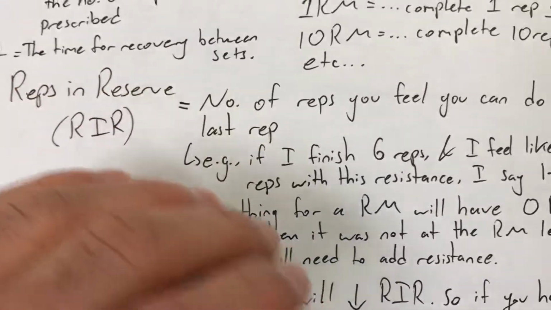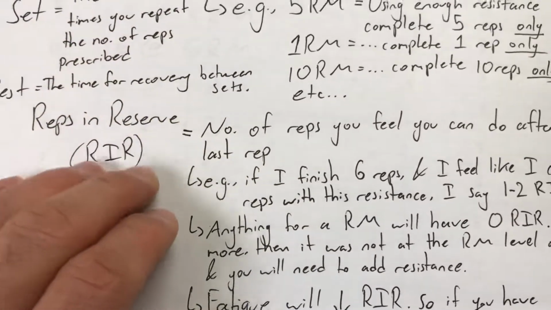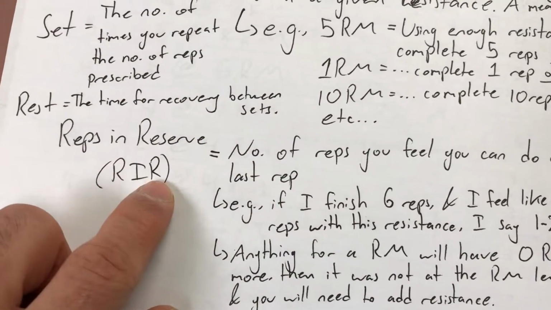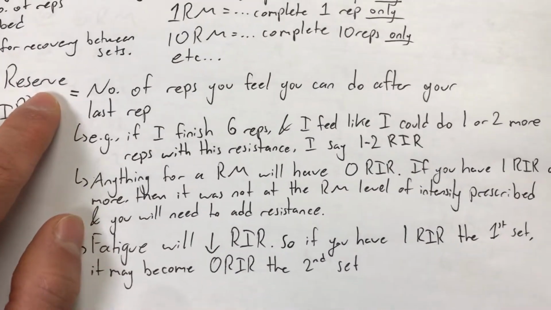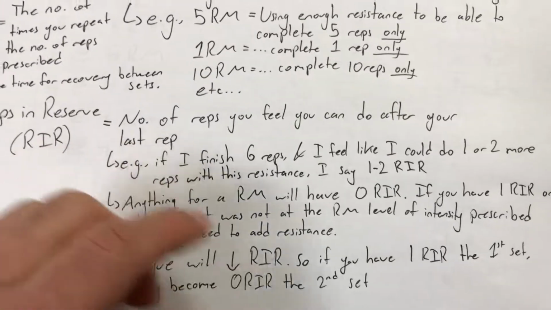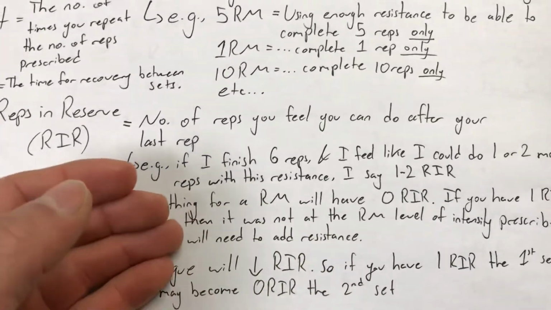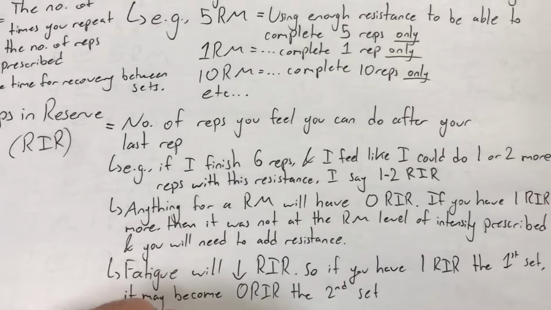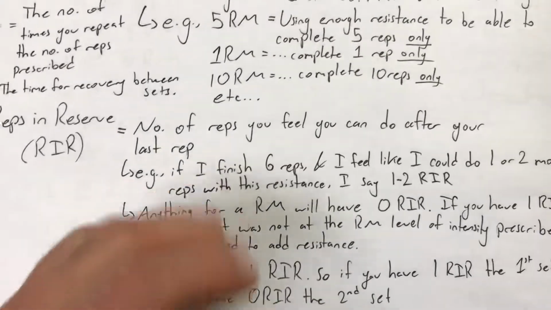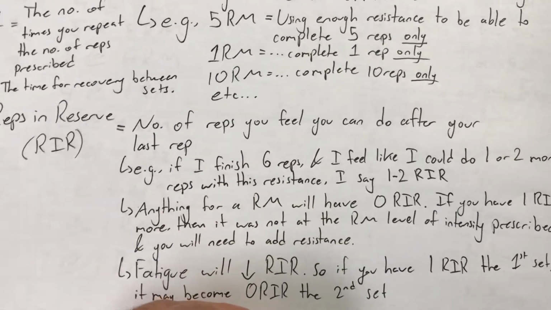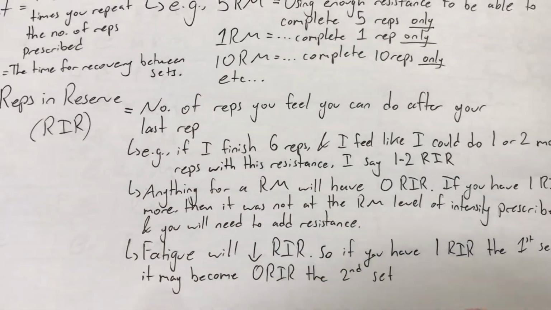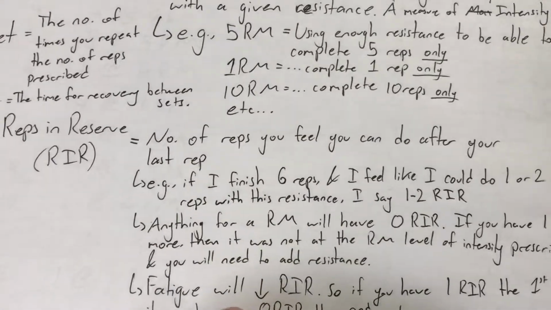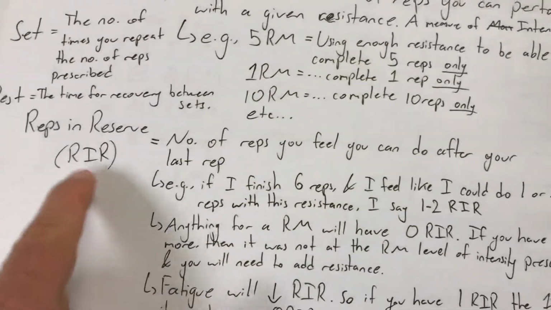Now, just to reiterate: reps in reserve, also known as RIR, you'll see this a lot. It's the number of reps you feel you can do after your last rep. So if I were to say, let's do 5 reps at 5 rep max, that means let's do 5 reps, and after 5 reps, you shouldn't be able to do any more reps. You should be completely depleted. That's how you know you have 0 reps in reserve.